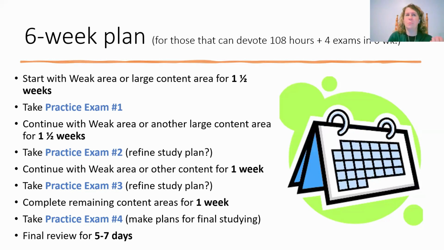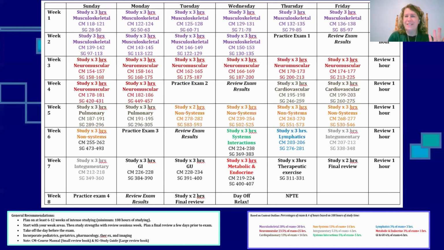But let me show you mine. So I struggled with the 6-week plan. So here's my plan. Basically, 28% of this is musculoskeletal, 25% is neuro, 3% lymphatics. So the hours in here are based on the content outline, but it's also based on 108 hours. I have 4 practice exams in here and a day for you to review your exam results. I did not include that in the 108 hours. But you could, I guess, see how things go.